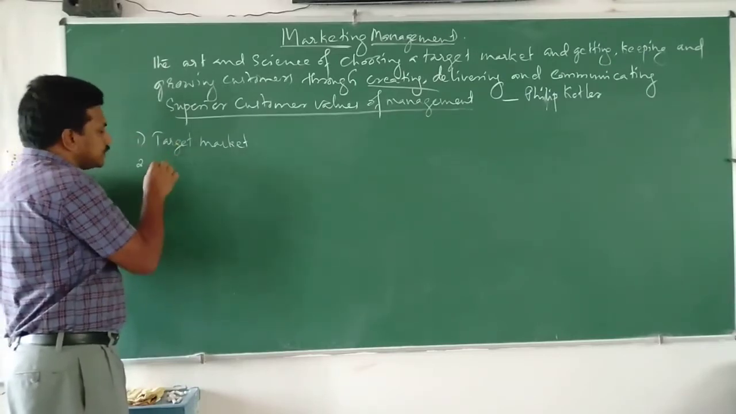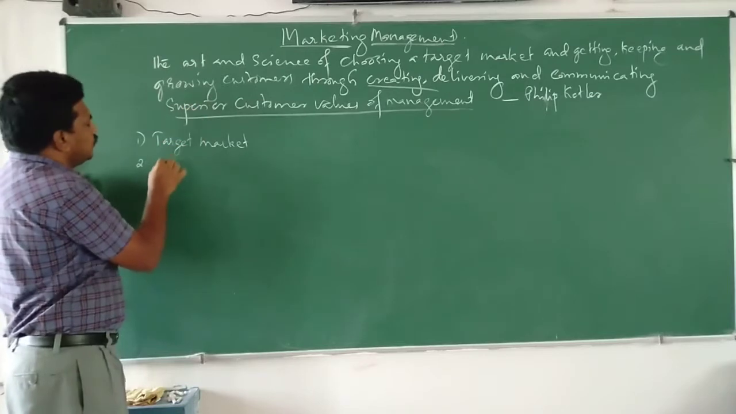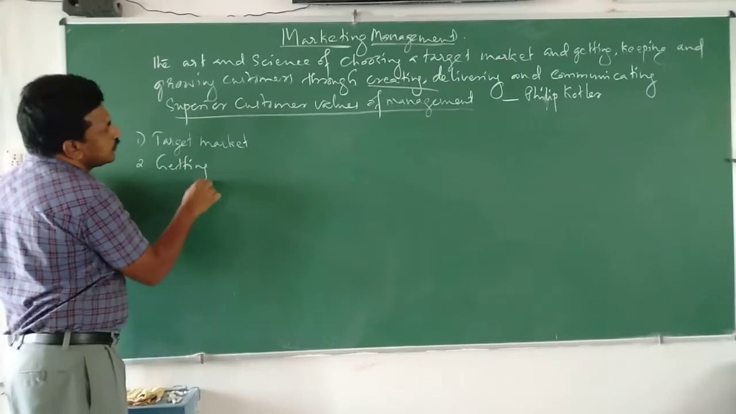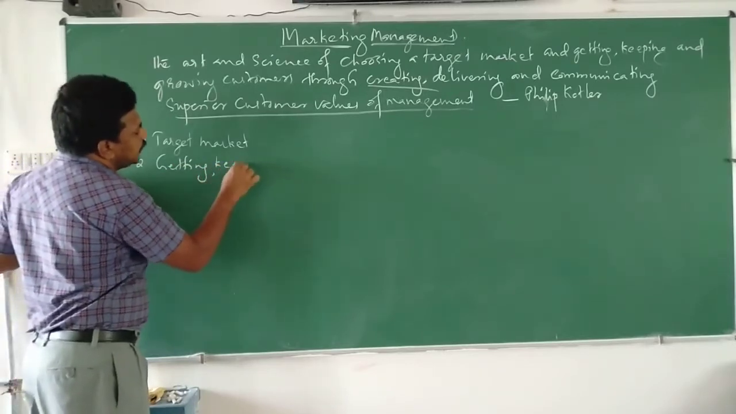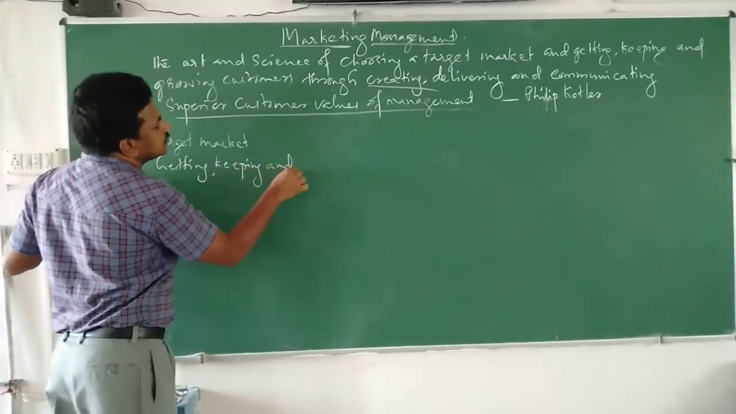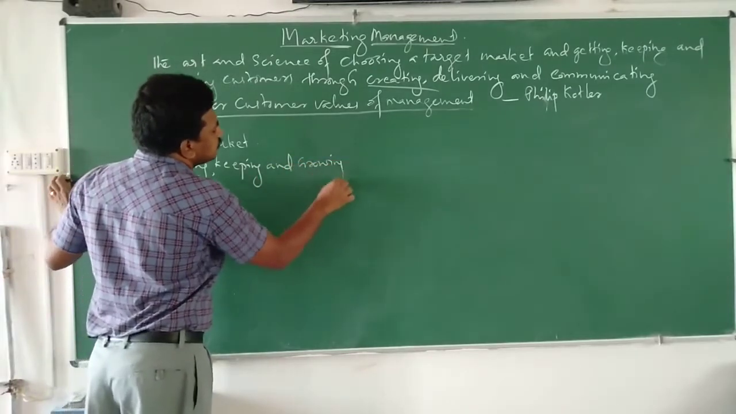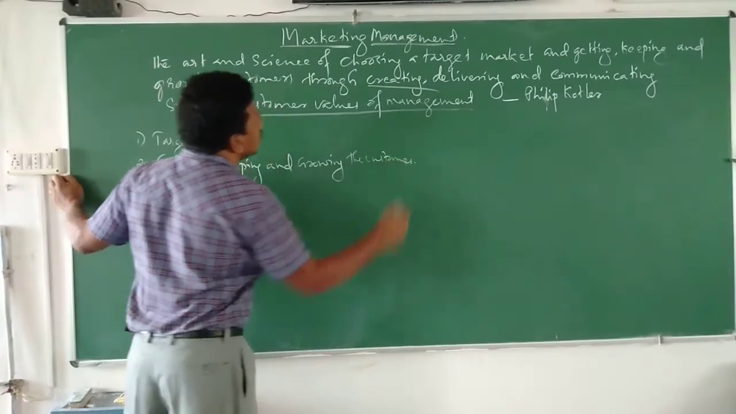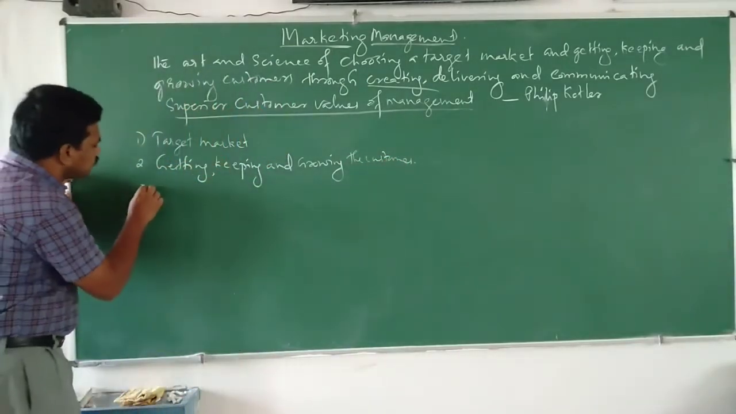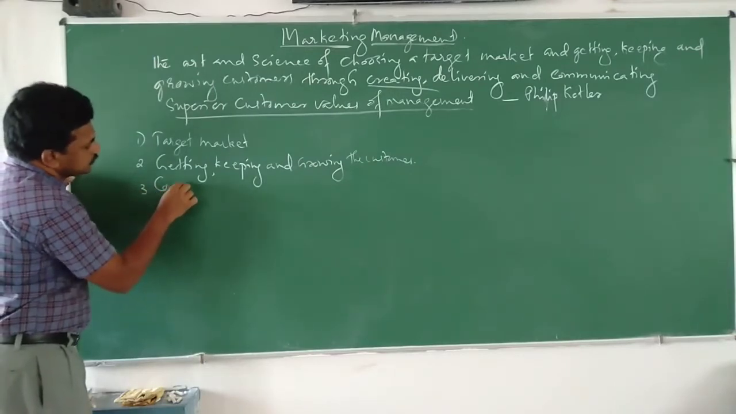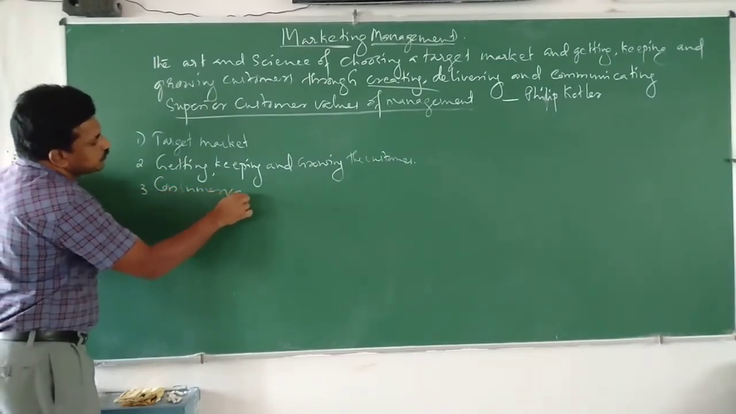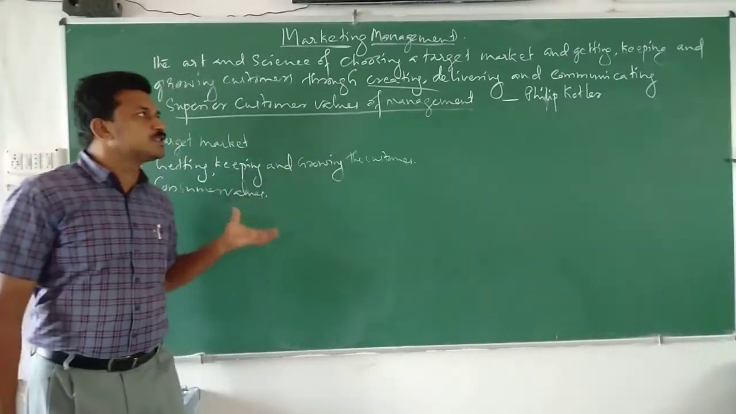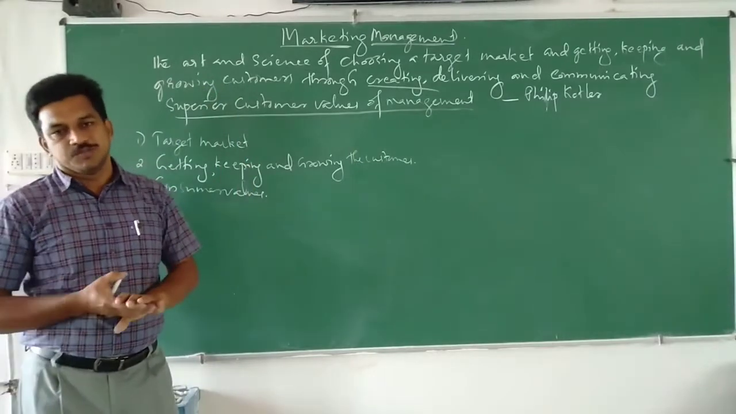So in that way, if we choose a target market, the target market should be created and should have some customers. So what we need is getting, keeping and growing the customers, and providing consumer values. These are the three important things. These are part of the steps in the process of marketing management.